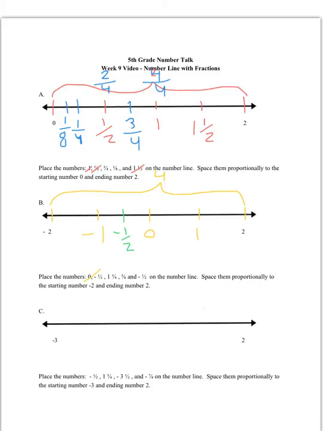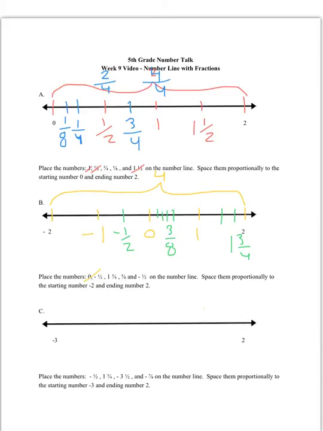We know our 1 and 3/4. Well, that would be halfway between 1 and 1 and 1/2, so it would fall there. And then our 3/8, well, we know 1/2 is 4/8. So 1, 2, 3. So that would be our 3/8. It falls there. And then we already have our negative 1/2. So that would be our numbers.